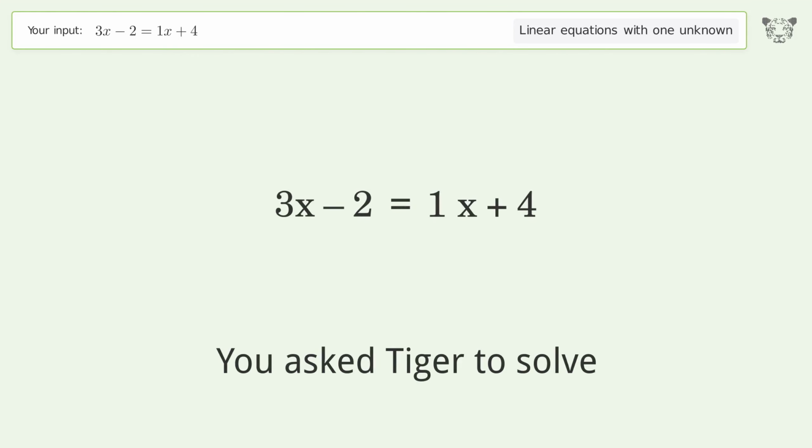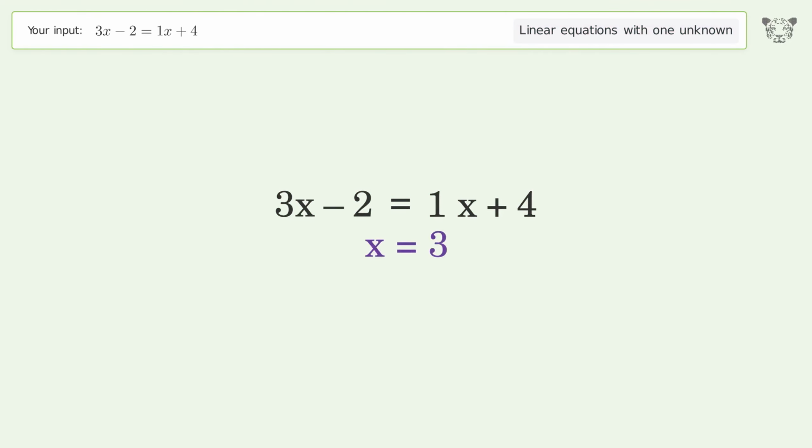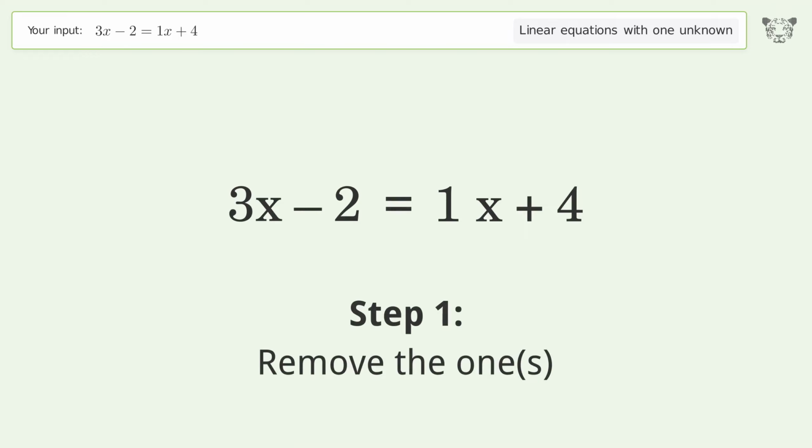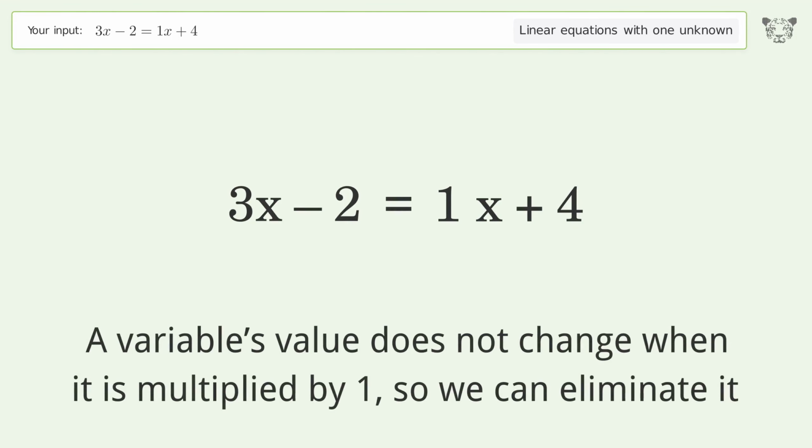You ask Tiger to solve. This deals with linear equations with one unknown. The final result is x equals 3. Let's solve it step by step. Remove the ones. A variable's value does not change when it is multiplied by 1, so we can eliminate it.